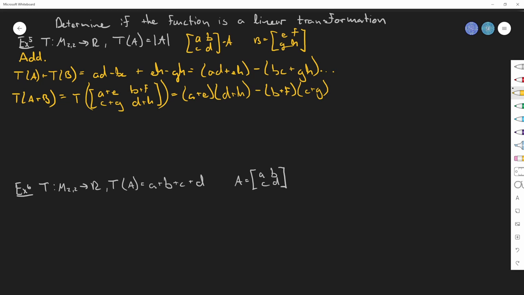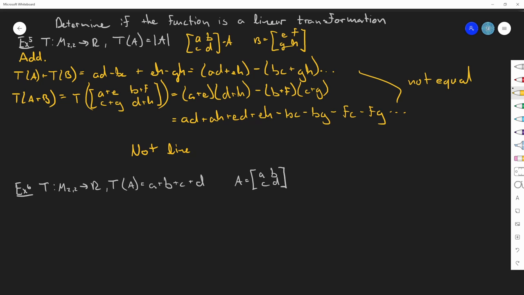We can distribute, so this would be AD plus AH plus ED plus EH, minus BC minus BG minus FC minus FG. And those two are not the same. So we can see clearly, because they're not equal to each other, it's not a linear transformation.